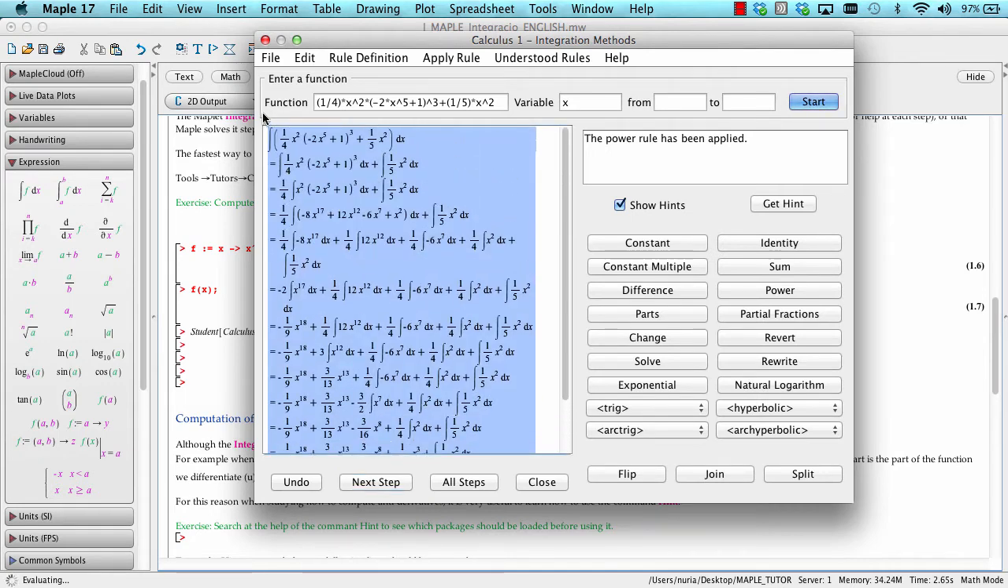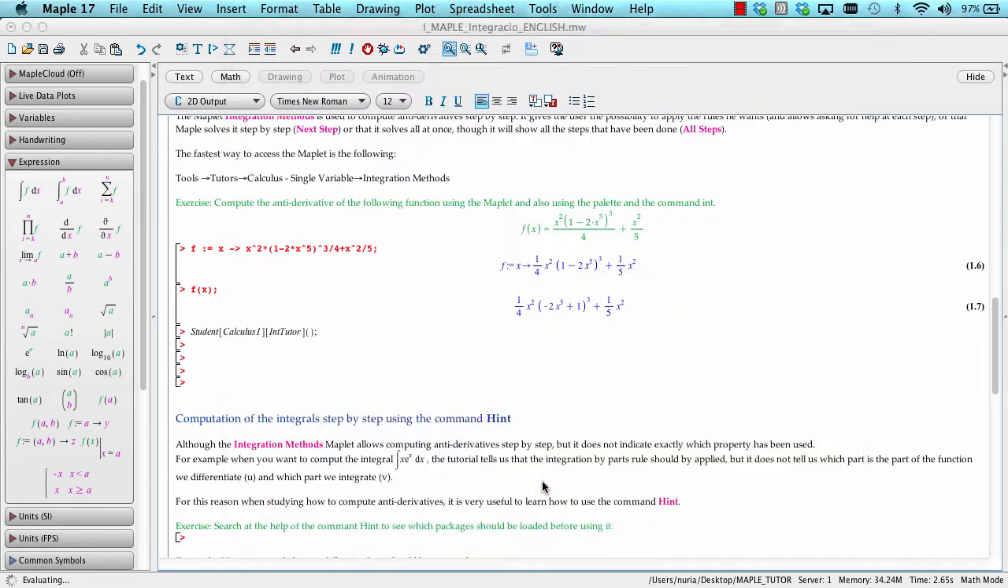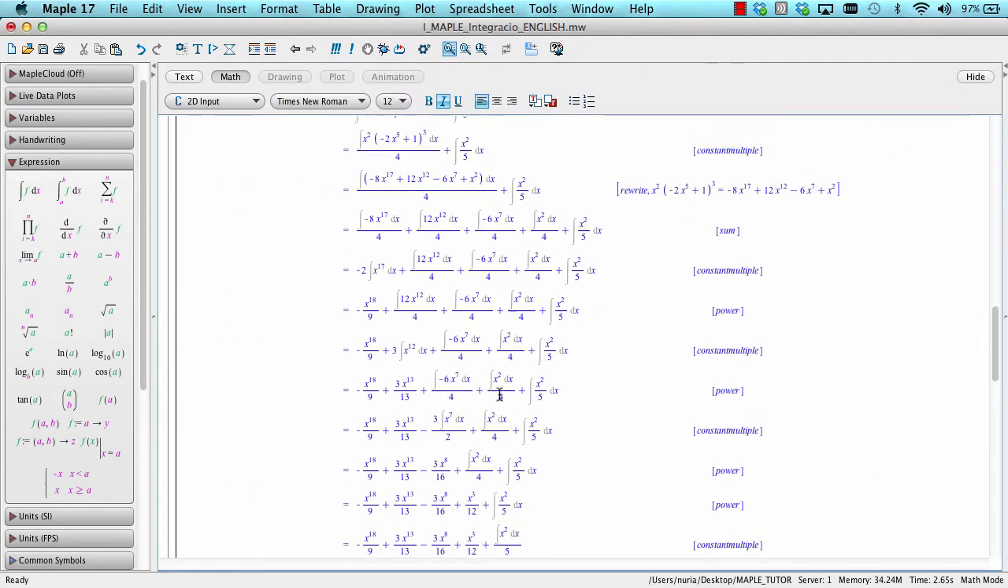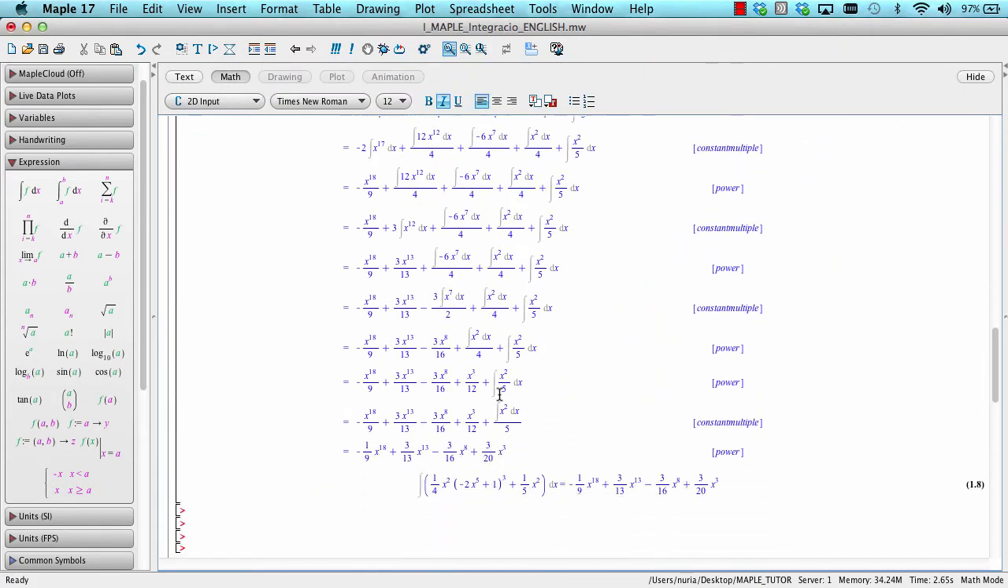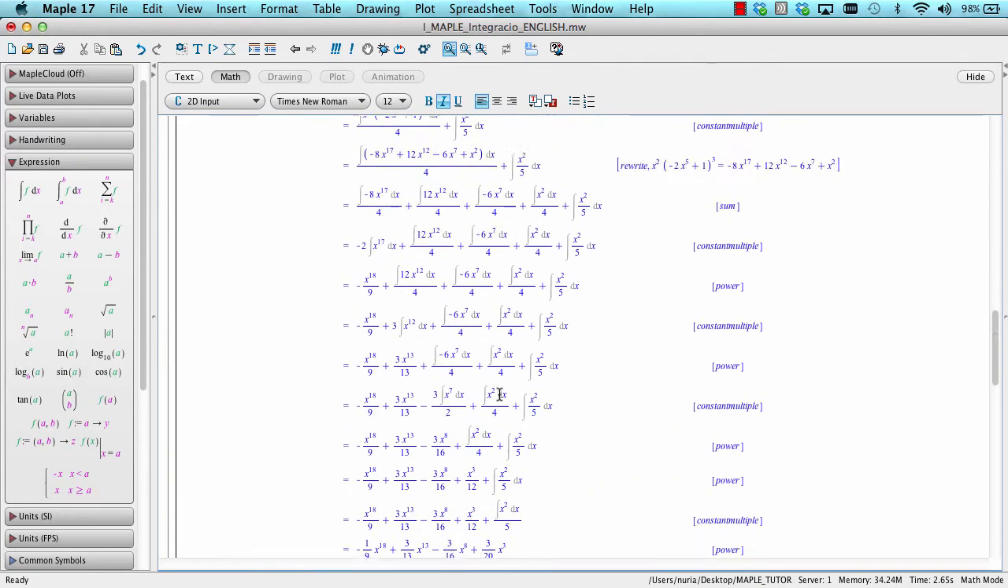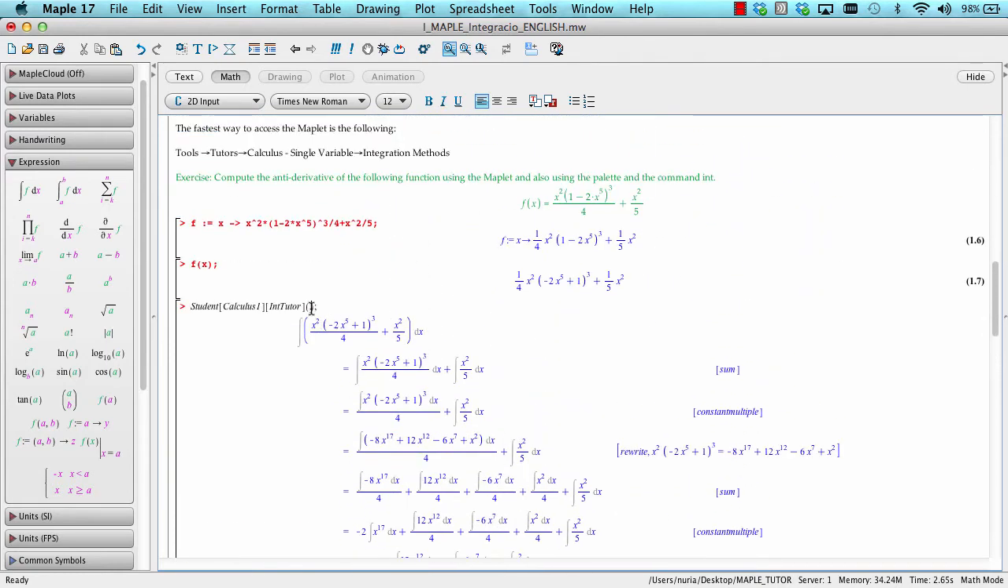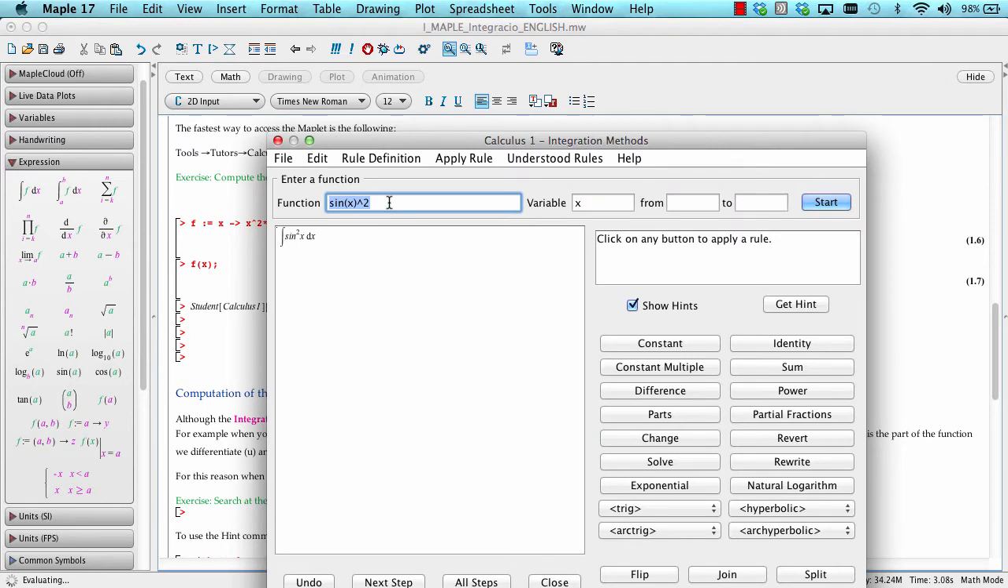Remember that if you want to get the results into Maple, you should copy here and then close the tutorial and paste it. Okay, so now you have it here, just all the things that we have done. So now let's open it again and let's try to do another integral.